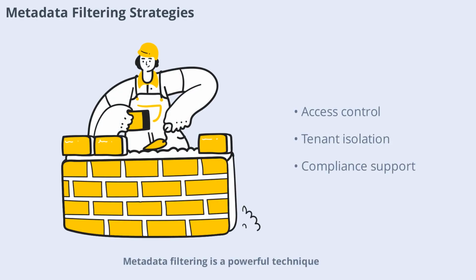Metadata filtering is a powerful technique for enforcing data isolation and access control. By tagging data with metadata fields such as tenant IDs or access levels, systems can ensure that only authorized queries retrieve the correct information. This is especially important in multi-tenant environments where privacy and compliance are paramount.